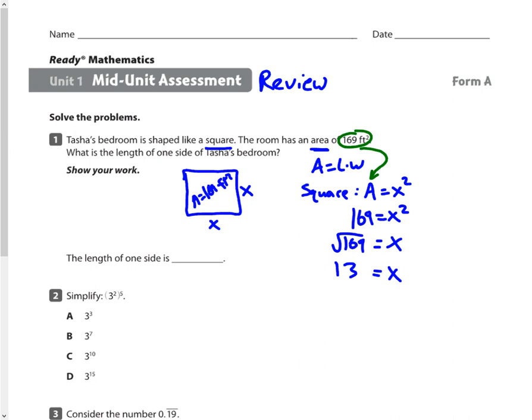So my answer for this question, if I'm trying to find one of the lengths of the sides, that would be x. So one length of the side is 13 feet. Not feet squared, because it's not the area, it's just a length. Sorry, that should go in the box right there. Okay? That is number 1.